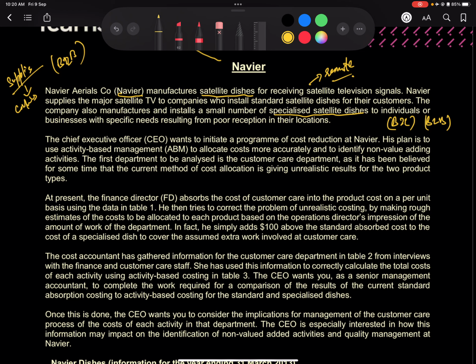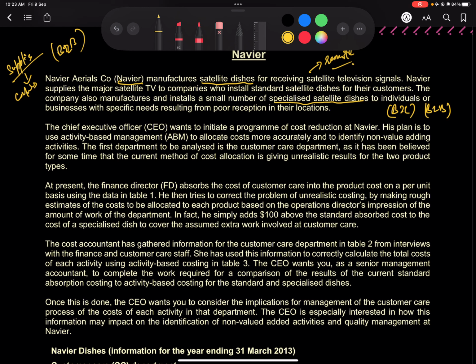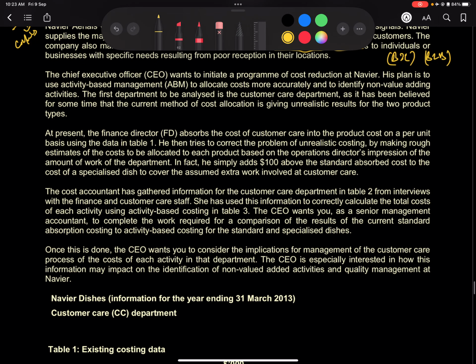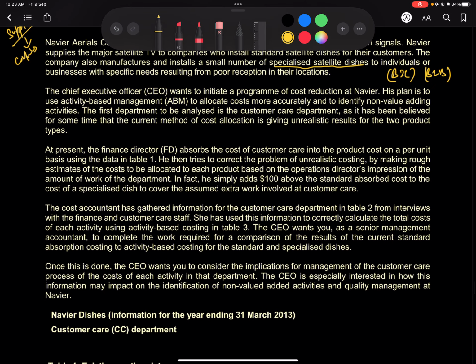It basically results from poor reception in their location. So one is a general type, the other a bit more specialized; perhaps they might need some special equipment. Next, what does the CEO want? The CEO wants to initiate a program of cost reduction.